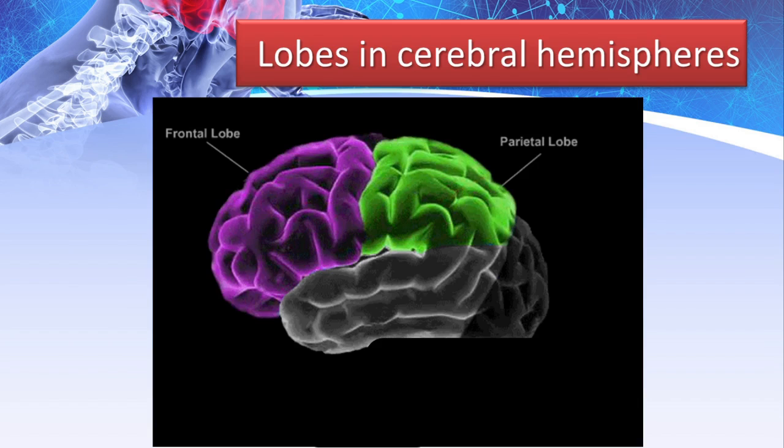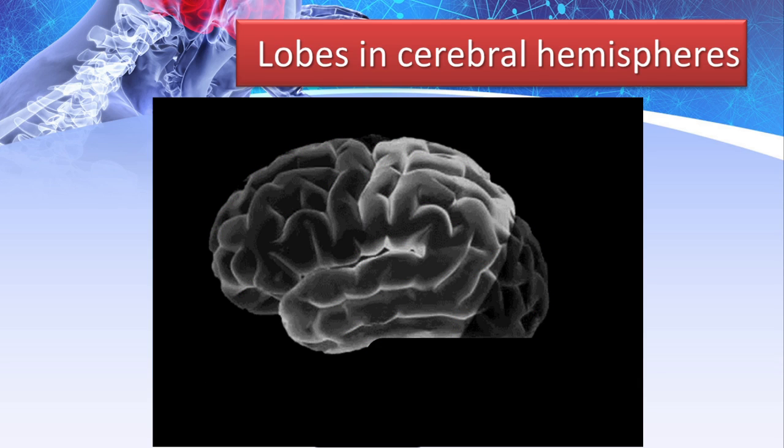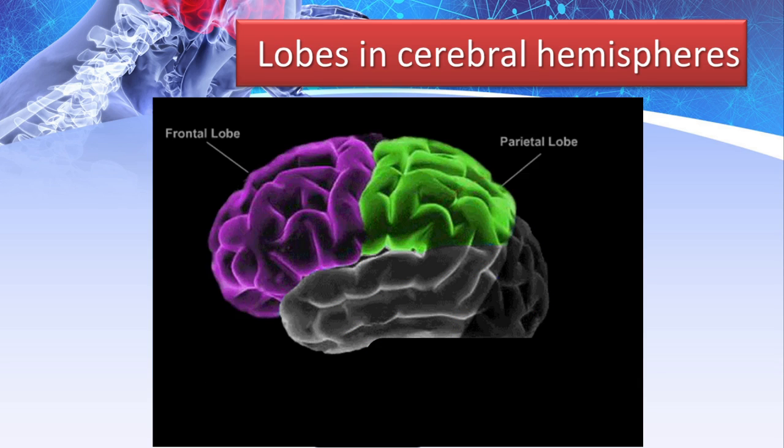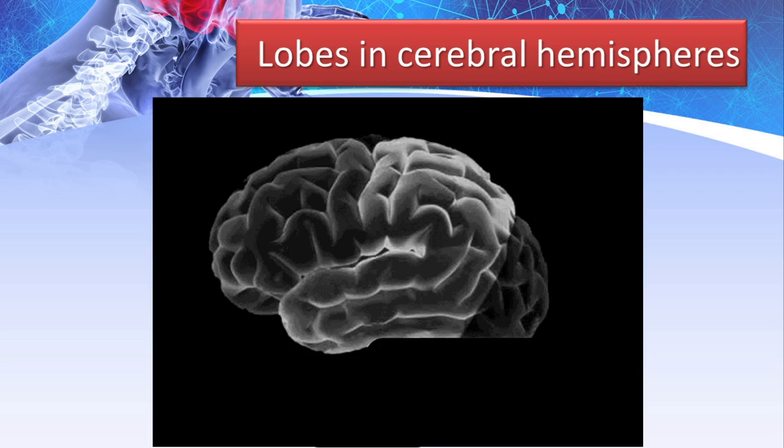The cerebral hemispheres are formed of 5 lobes. They are the frontal lobe, parietal lobe, occipital lobe, and the temporal lobe. There is another lobe, that is the 5th lobe. It is called the insula. It is located deep inside the cerebral hemispheres. You can see the picture of the 5th lobe, insula, in the coming slides.